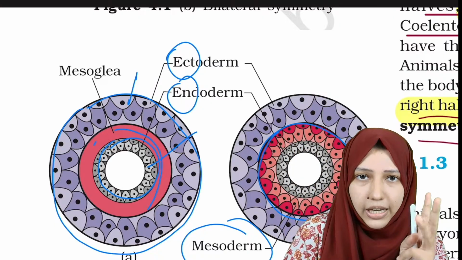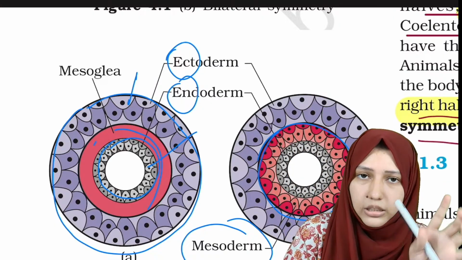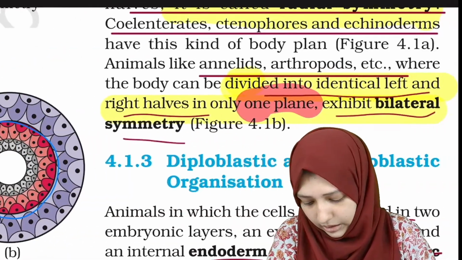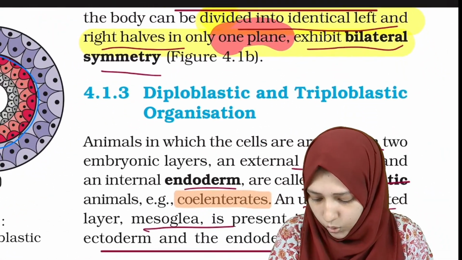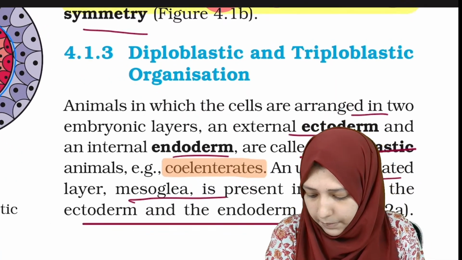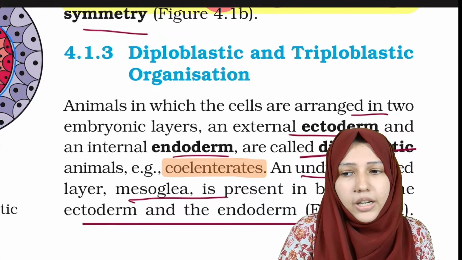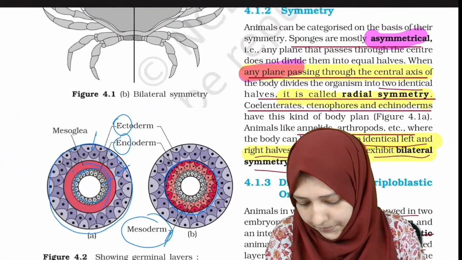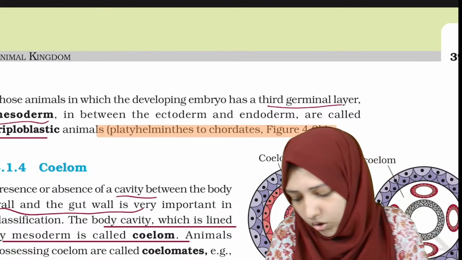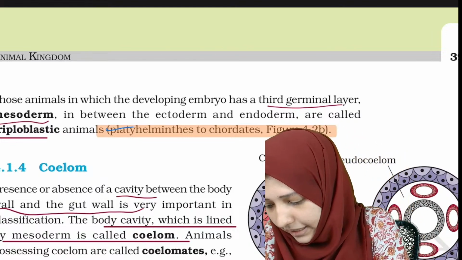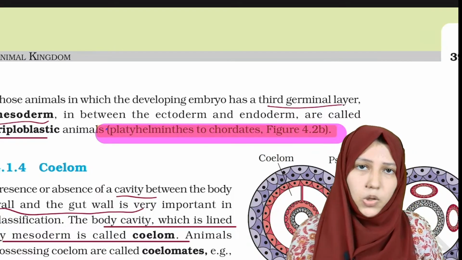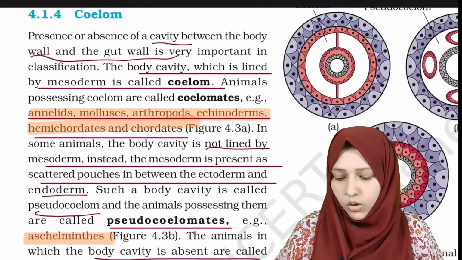If it is three layers, which means the mesoglea is differentiated into a new layer, mesoderm, then it is known as triploblastic. Okay, and let's see who is diploblastic. Coelenterates are diploblastic, and all the organisms from platyhelminthes till chordates are triploblastic. Okay, clear? Now going into coelom.